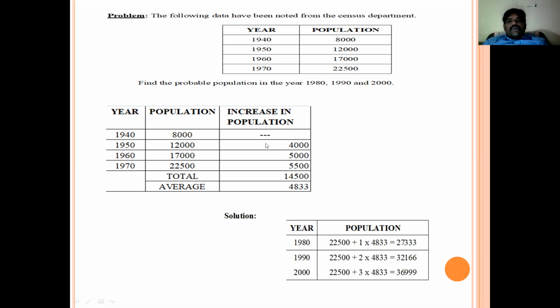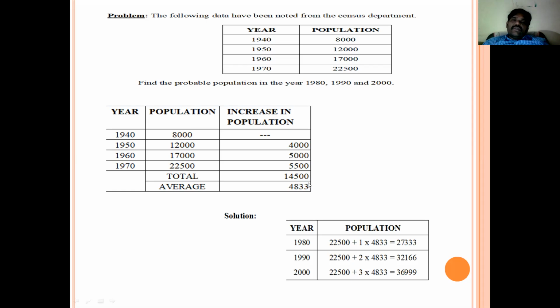See how we got it. From 1940 to 1950, we observed a 4,000 increase in population. From 12,000 to 17,000, there is a 5,000 increment. From 1960 to 1970, there is a 5,500 increment. By summing, we get 14,500. Dividing 14,500 by 3 for the average, we get 4,833. Take a paper and pen, take a calculator and find out.